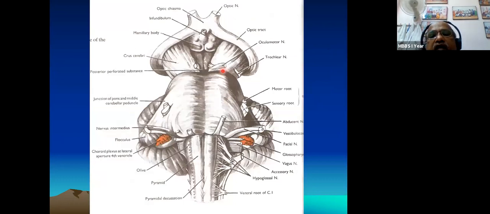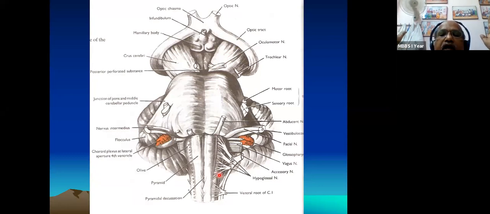Now this is the ventral view of the brainstem. This is the ventral part of the midbrain, called crus cerebri. Next pons, next medulla. So this is medulla, this is pons, this is your midbrain, crus cerebri. Crus cerebri is nothing but the ventral part of the midbrain. As of now, if you know this is midbrain, this is pons, this is medulla, that is important for you. This is the ventral view of the brainstem.